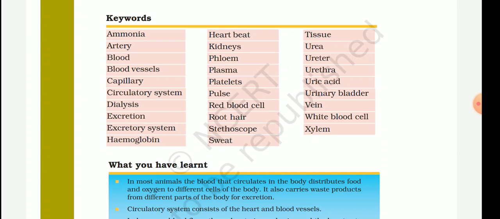Ureter, the kidneys are connected to urinary bladder with the help of ureter. Then comes urethra. The urea from the body or the waste from the body with the help of water is excreted out from this part, urethra.